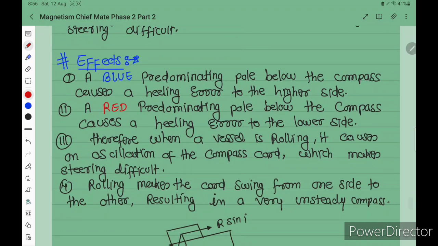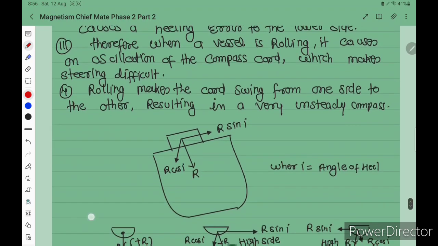Effect: a predominantly blue pole below the compass causes a heeling error to the higher side. A predominantly red pole below the compass causes a heeling error to the lower side. Therefore, when a vessel is rolling, it causes an oscillation of the compass card, which makes steering difficult. Rolling makes the card swing from one side to the other, resulting in a very unsteady compass.